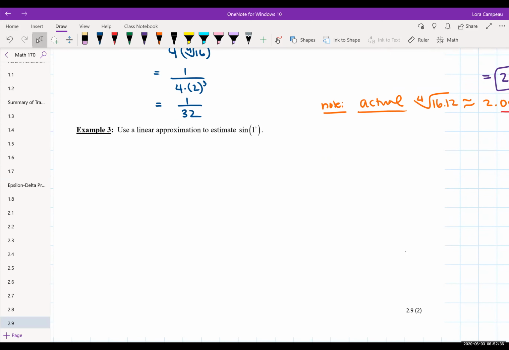So let's get more exciting. Let's look at example 3. I'm looking at using a linear approximation to estimate the sine of 1 degree. And it may be hard to see, but just keep in mind, it is a degree symbol.